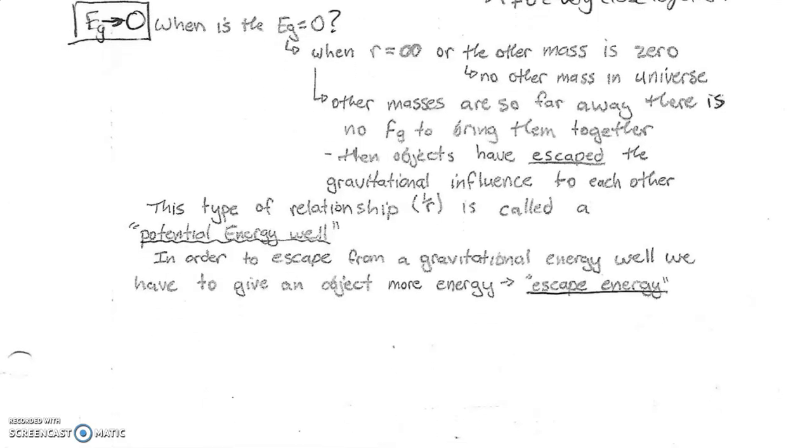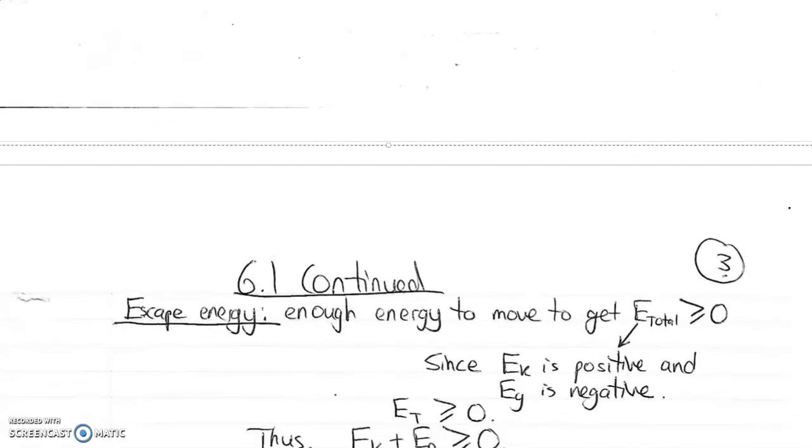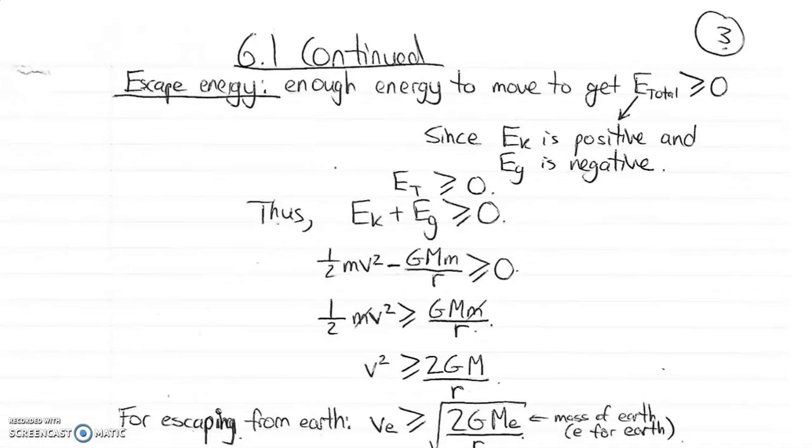What we call this is a potential energy well. In order to escape from a gravitational potential energy well, we have to give an object more energy. Well, how much energy do we need to give it? We need to give it the energy required to escape, called the escape energy. What is the escape energy? As I just noted, it's enough energy to get the total energy to be bigger than or equal to 0. If you can get it to be at least 0, then you've escaped the pull of the other planet or the other object, and you're free of it. And so that's the limit, right when it is 0. But it can be any energy that makes us above 0 as well.